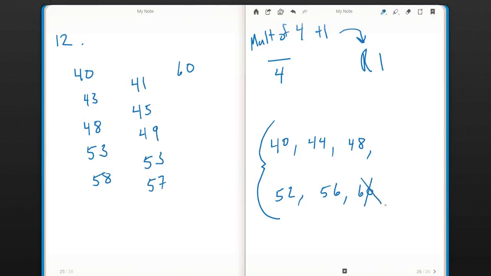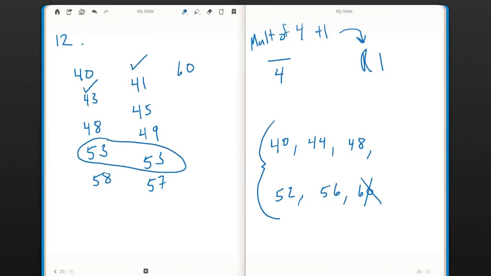Now 60 is actually out of bounds. 61 doesn't work. So here's the thing. I'm thinking of a number between 40 and 60. When divided by 5, it leaves a remainder of 3. That means it's one of these numbers. When divided by 4, it leaves a remainder of 1. It's one of these numbers. What number am I looking at? It would have to be the number 53.